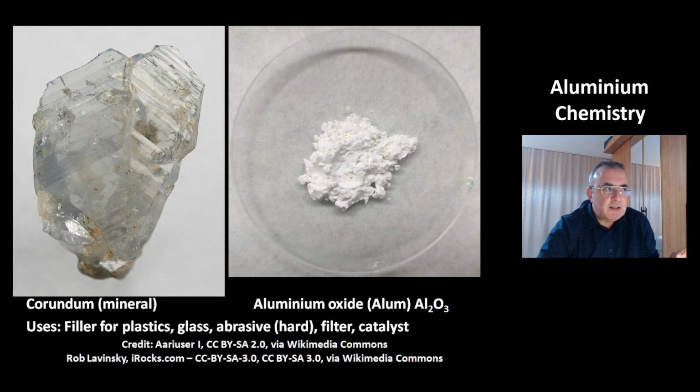This is a picture at the left of the mineral corundum, which is aluminium oxide, alumina, Al2O3. At the right, that's the white powder. This compound is used as filler for plastics, in the glass industry, and as an abrasive because it is hard. It can also be used as a filter and as a catalyst.